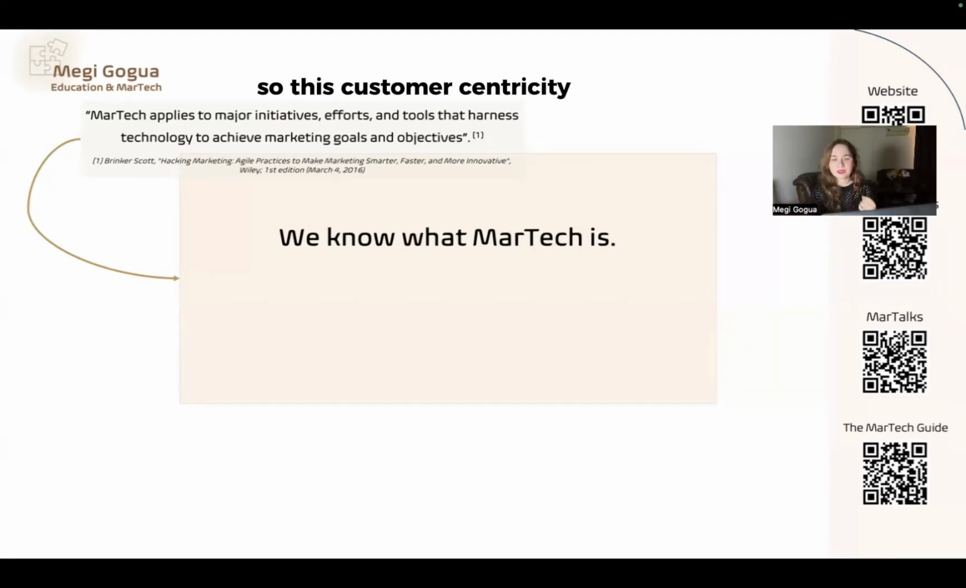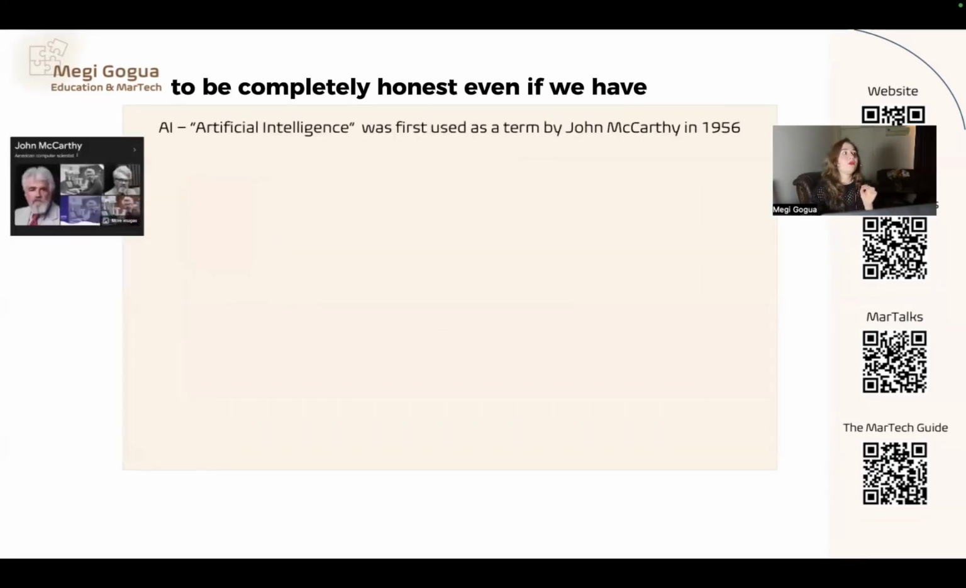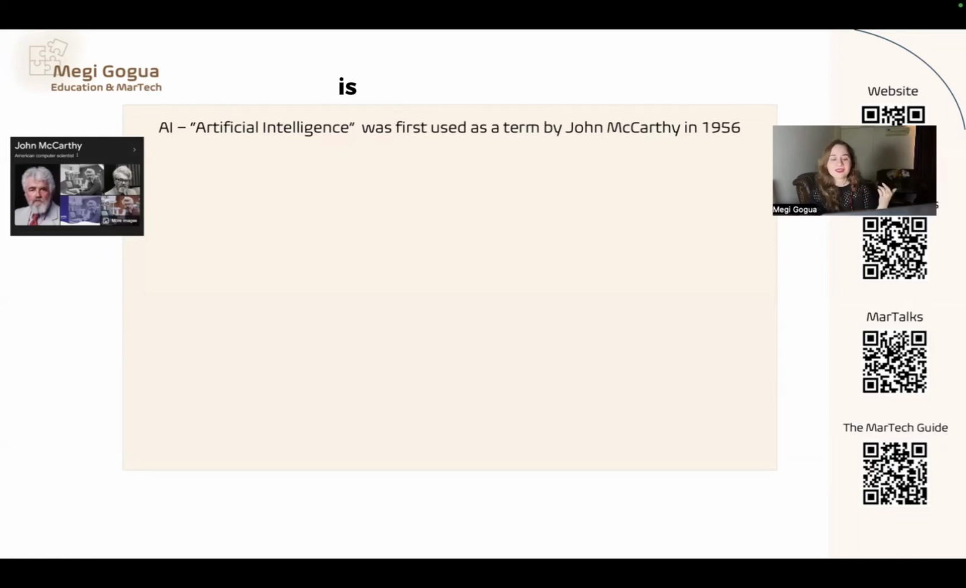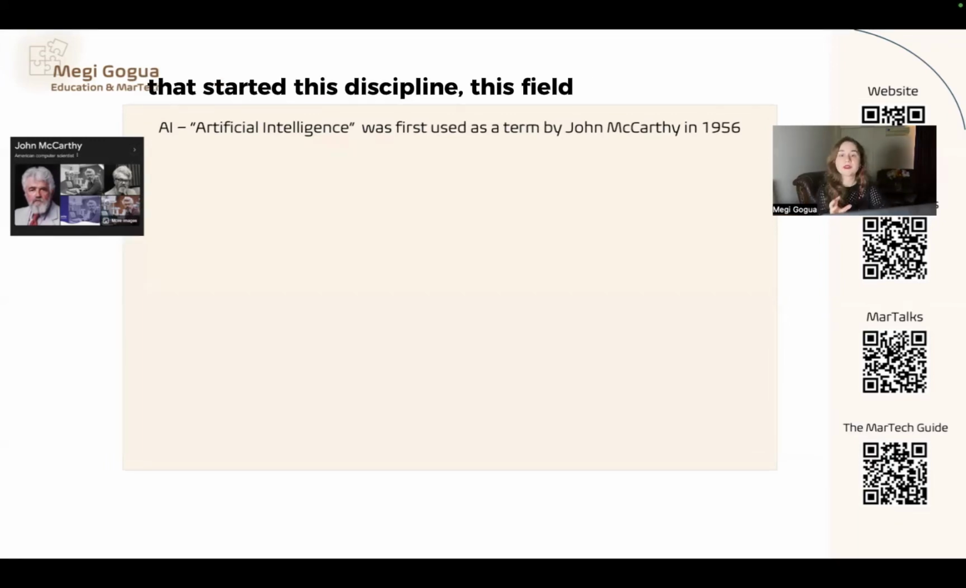This customer centricity is very well fueled by the possibilities of technology to accumulate data. We have technology, we call it different ways. We call it AI, but what is it exactly? To be completely honest, the first thing that comes to my mind when I think about artificial intelligence is Alan Turing. But in fact, this particular term was used as a term itself by John McCarthy in 1956, and that started the discipline, the field in computer science called artificial intelligence.